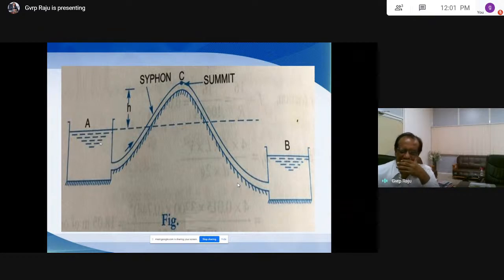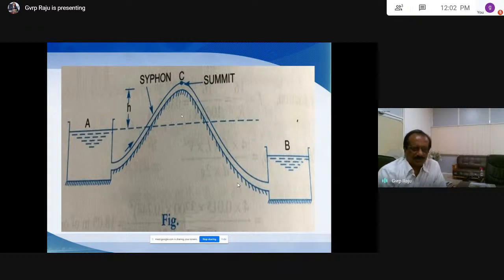So siphon is a bent pipe. If you see here, there are two reservoirs, reservoir A and reservoir B. When these two are separated by a hill, there is an obstruction here, let us say. So in between reservoir A and B, there is an obstruction.